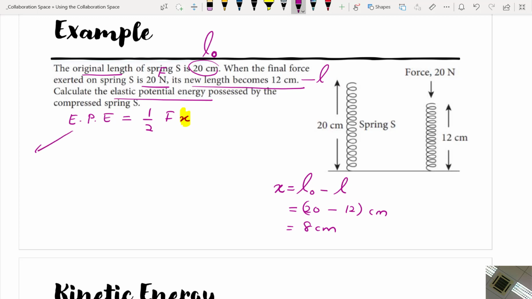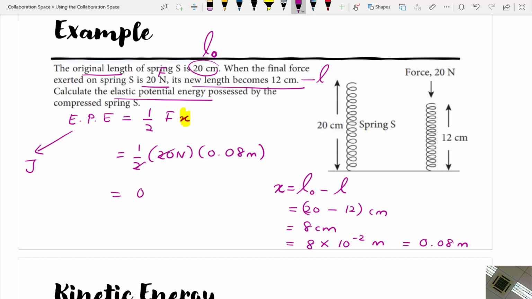But remember this one is unit joule, so we must change the cm into meters. 8 cm becomes 0.08 meters. So half times 20 Newton times 0.08 meters. That gives us 0.8 joule.